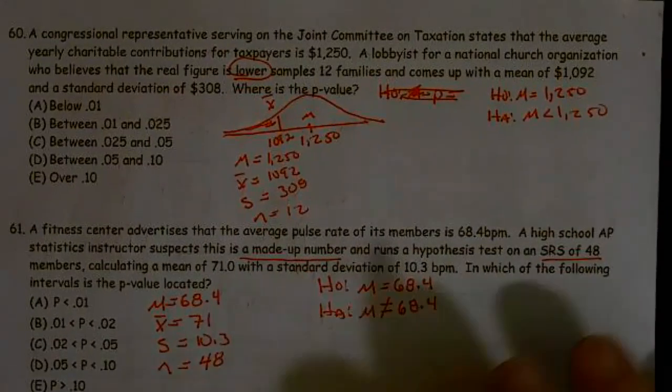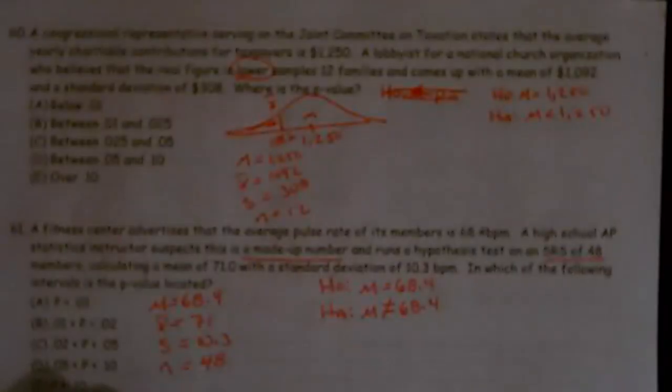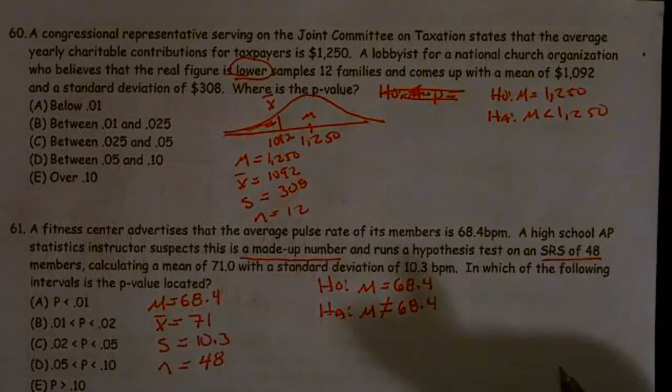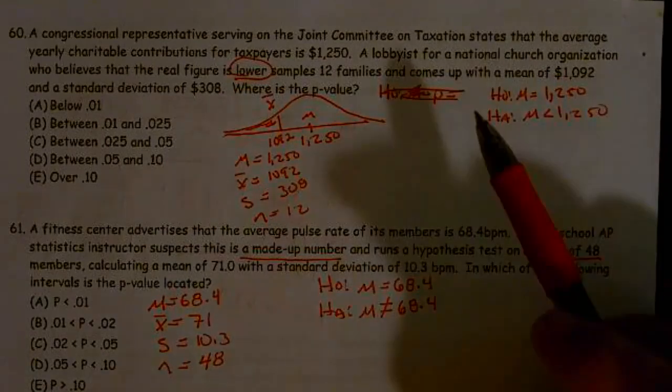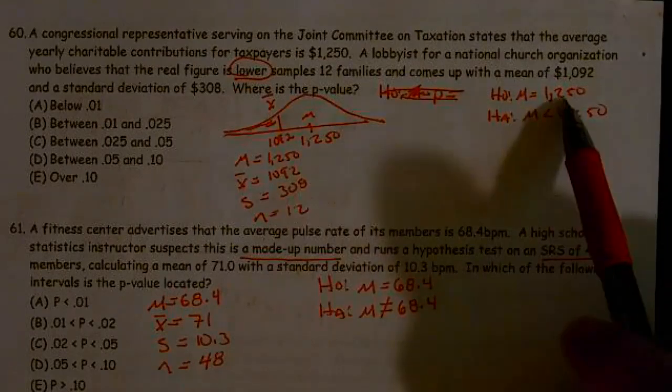Trying to move on to number 60. Kind of blurred here. Let's see if I can autofocus that a little bit. That's a little better. A congressional representative serving on the Joint Committee on Taxation states that the average yearly charitable contributions for taxpayers is below 50. So this is their claim.